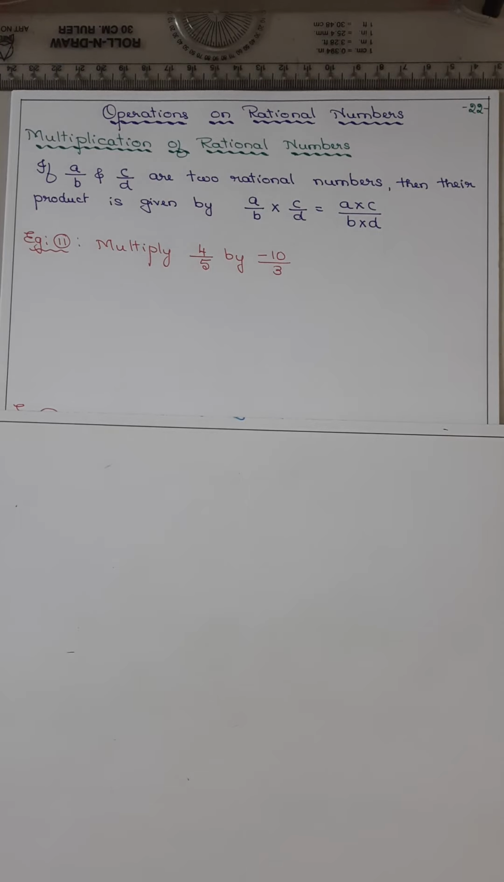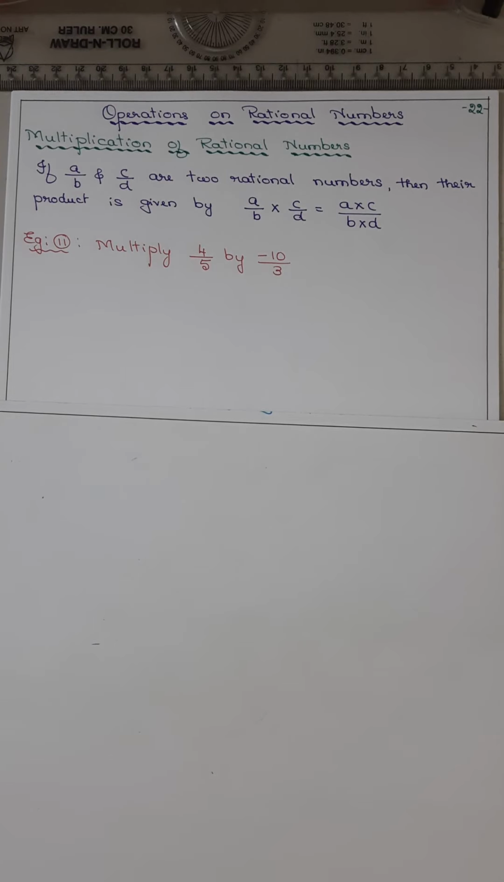Now we will discuss the multiplication of rational numbers. Already we have understood addition and subtraction. For addition and subtraction, we have to take the LCM if the denominators are not the same, then do the addition and subtraction. But now in multiplication, what is the rule?